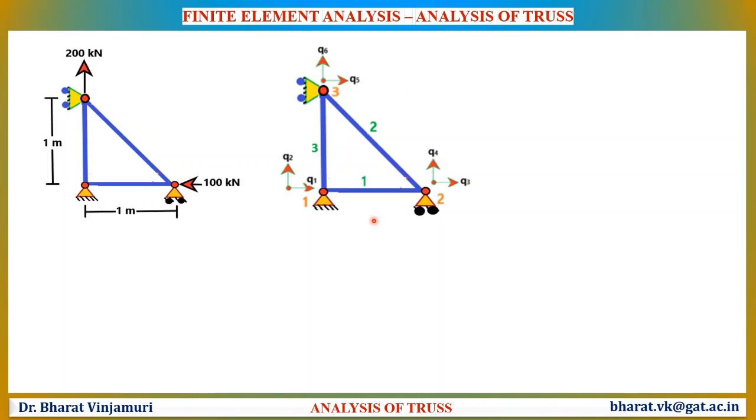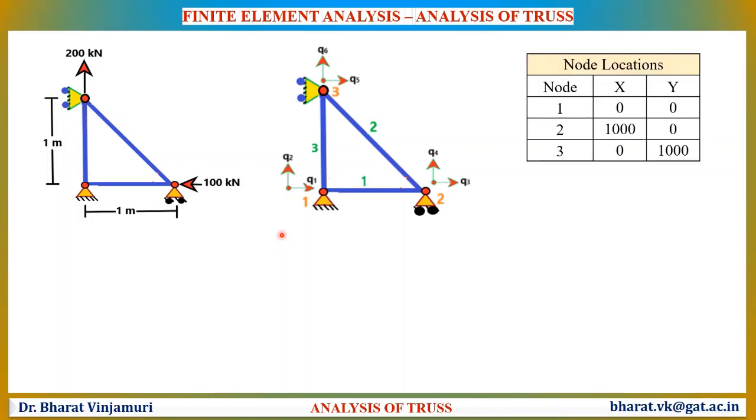To begin with, let us find the nodal locations or the coordinates of each node. To find the coordinates, we should have an origin, and for this structure the origin is selected at node number 1. Thus, the nodal locations are pretty easy to determine here. For node 1, the location will be 0, 0. For node 2, the coordinates will be 1000, 0, and for node 3, the coordinates will be 0, 1000.